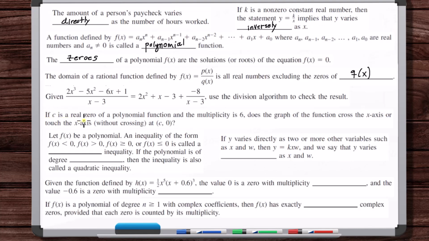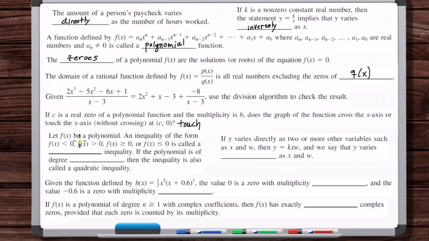If c is a real zero of a polynomial function and the multiplicity is 6, does the graph of the function cross the x-axis or touch the x-axis without crossing at the point c, 0? Well, it's an even multiplicity. It's going to touch. If the multiplicity is even, it bounces off the x-axis. If it's odd, it crosses the x-axis.